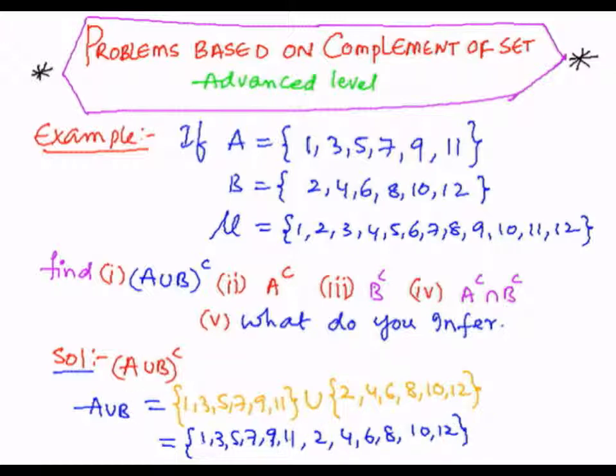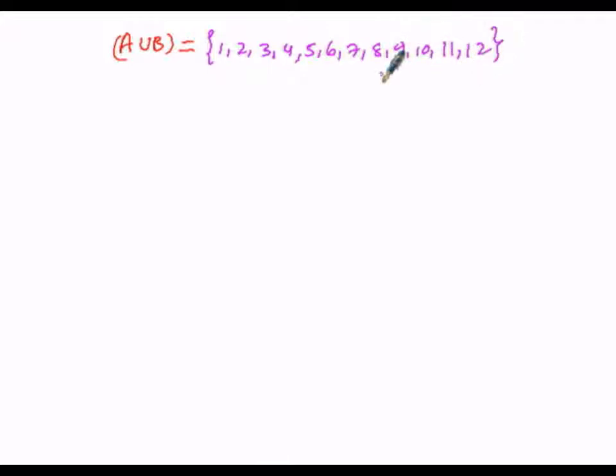So in this manner we got A union B, which implies A union B is equal to the set containing the elements 1, 2, 3, 4 up to 12, that is 7, 8, 9, 10, 11 and 12. So these are the elements of A union B.